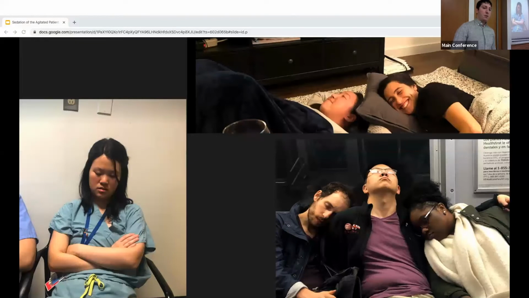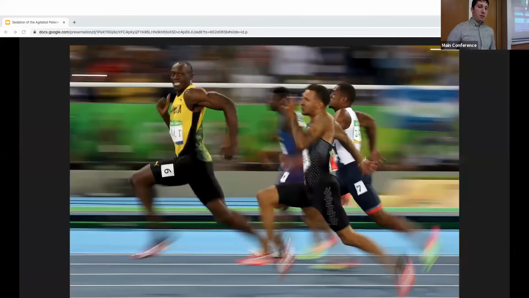So what's our first goal? The first goal of sedation is to get them to sleep, right? These are some patients from the ED that were adequately sedated. All right. So our next goal is speed. In the ED, we're all about speed, right? So you want to get them sedated as fast as possible.